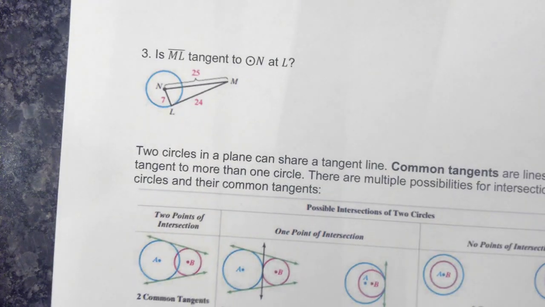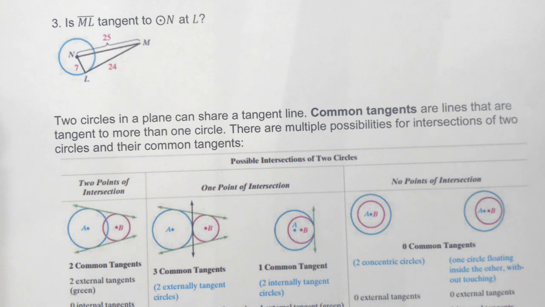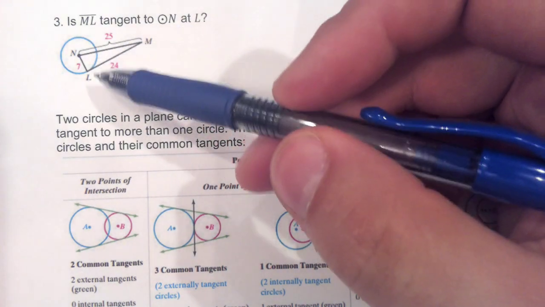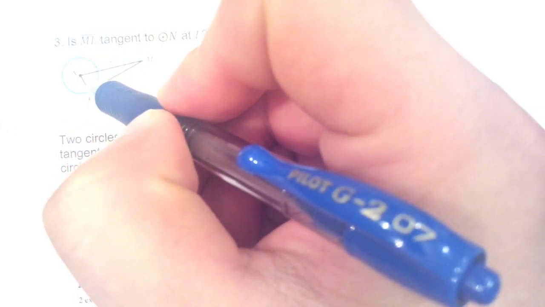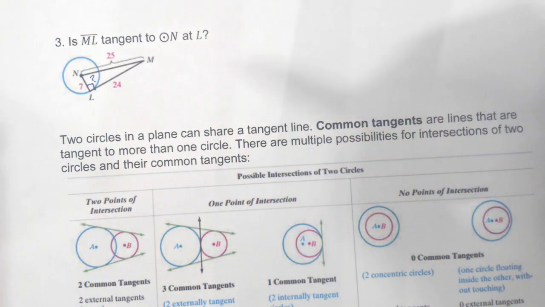All right, let's see what's on the back here. Next page, I mean. Okay. Number 3 says, is segment ML tangent to circle N at point L? So how do we test that? Well, if it's a tangent, what would it have to have? It would have to have a right angle. So we want to know, is that a right angle?